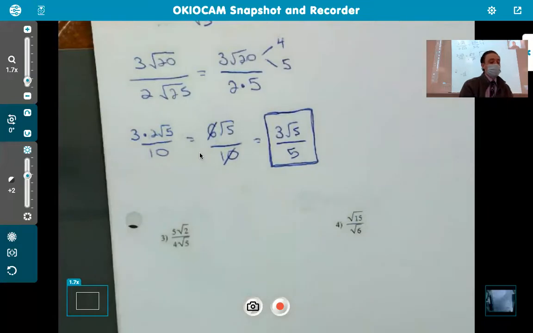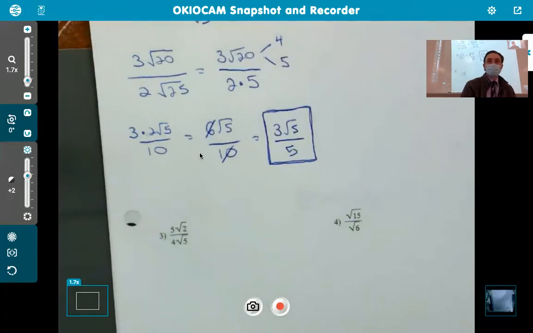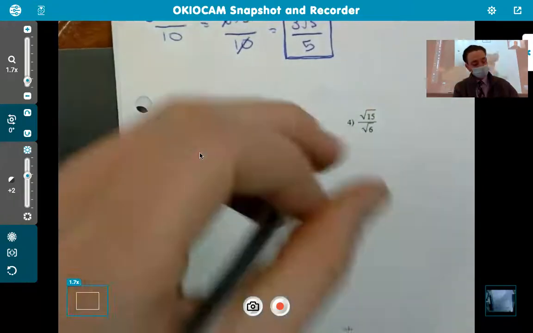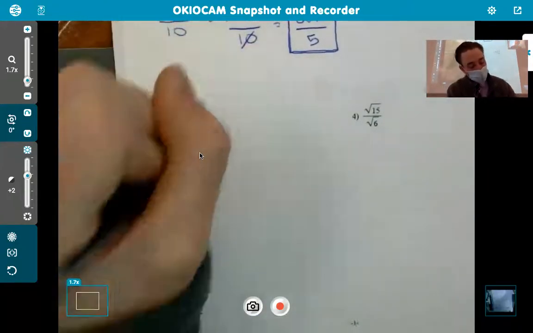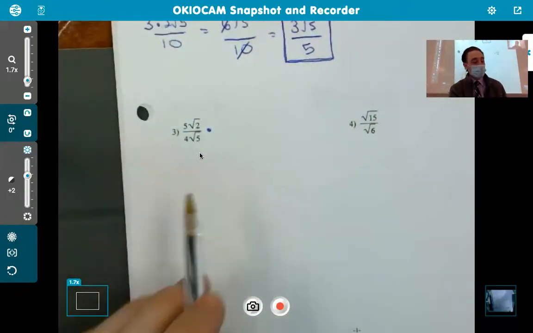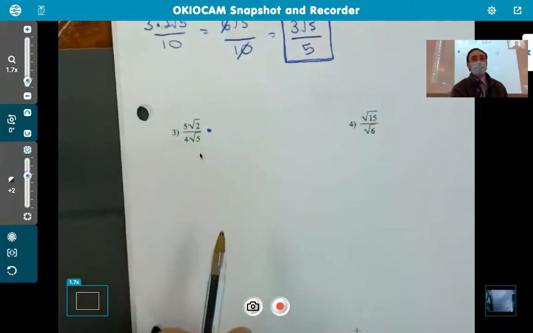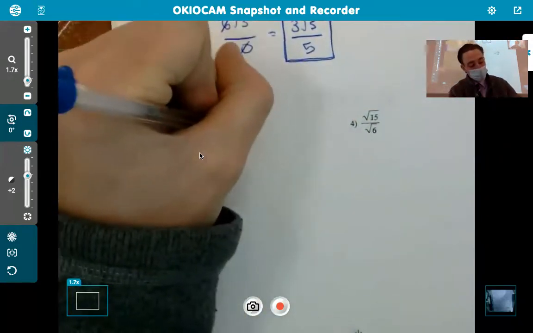Any questions about that first example? Let's take a look at example 3. Very similar to the first example. Again, I just have a constant multiplied by a radical. So what should I multiply the numerator and denominator by? Example 3, good, root 5.